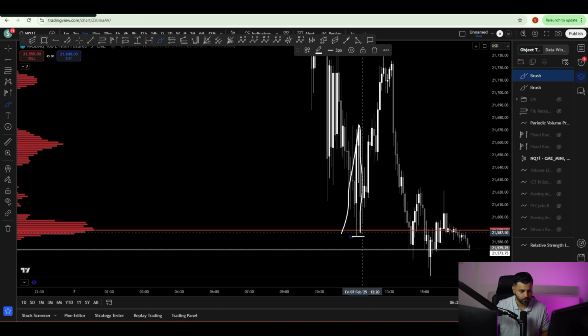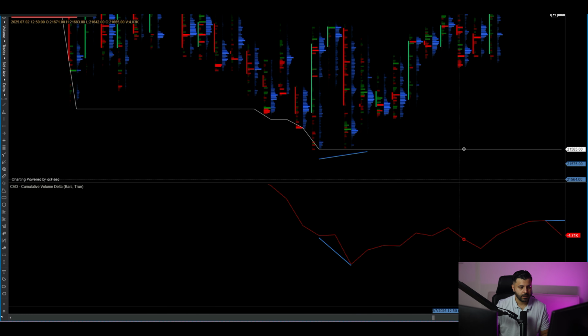Okay, we made a higher low on the price. So you can see this key level is getting respected. We already got a bounce from it. We came back, we retested the point of control. Now let's go over to the order flow and see what happened here.